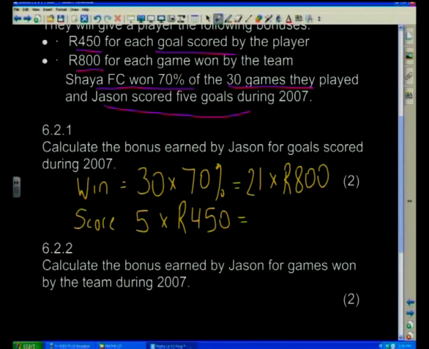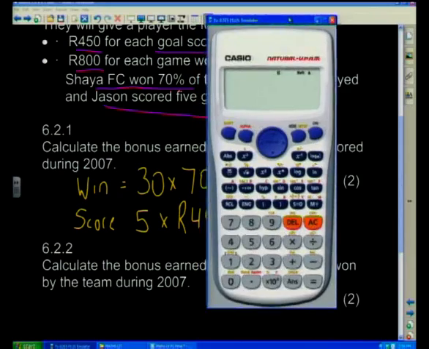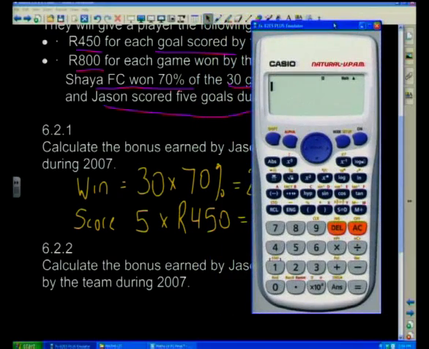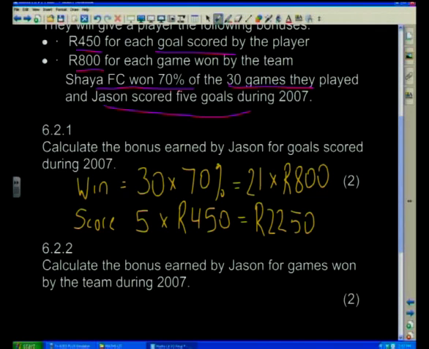And that one I think I need the calculator for. So I'm just going to go back to the calculator. There were 30 games, and I did that way too fast. 30 games at 70% was 21 games. And now we want to know 5 times 450. So he gets 2,250 for scoring the goals. And what we didn't do was get an answer here.